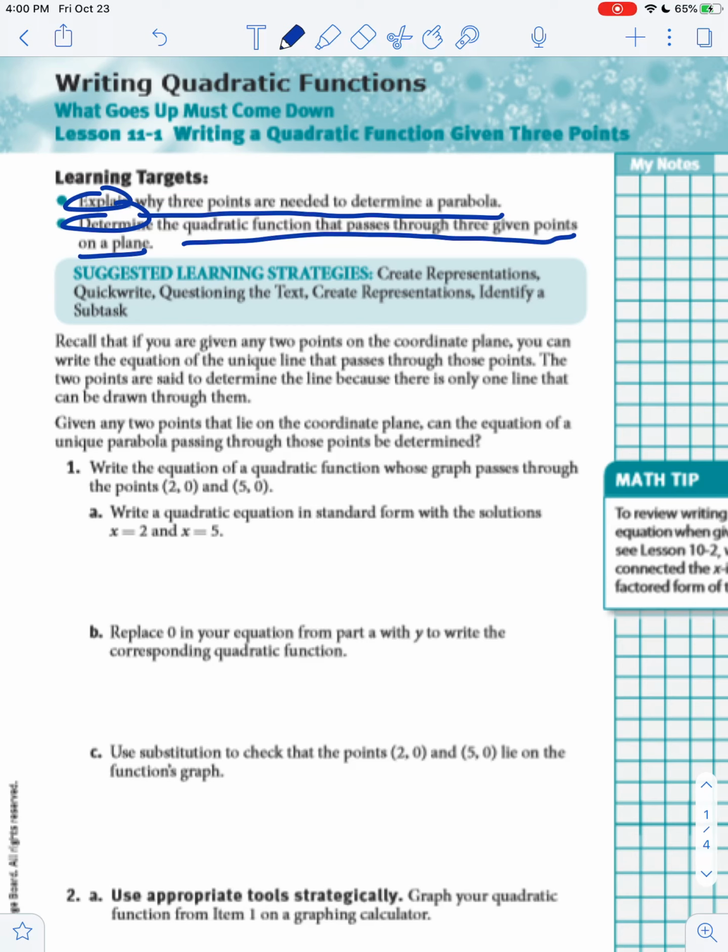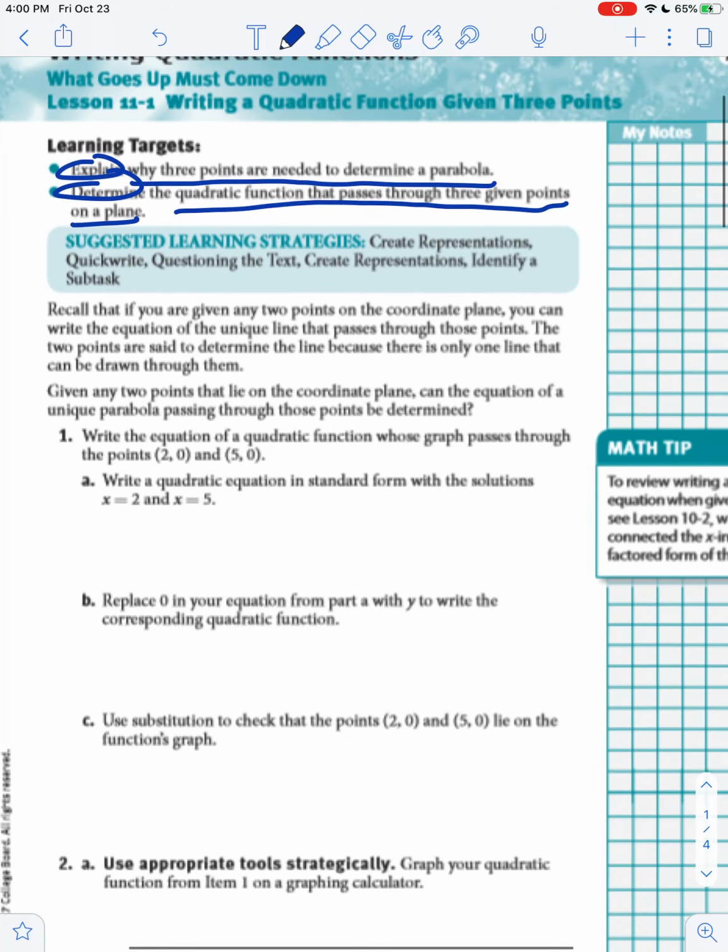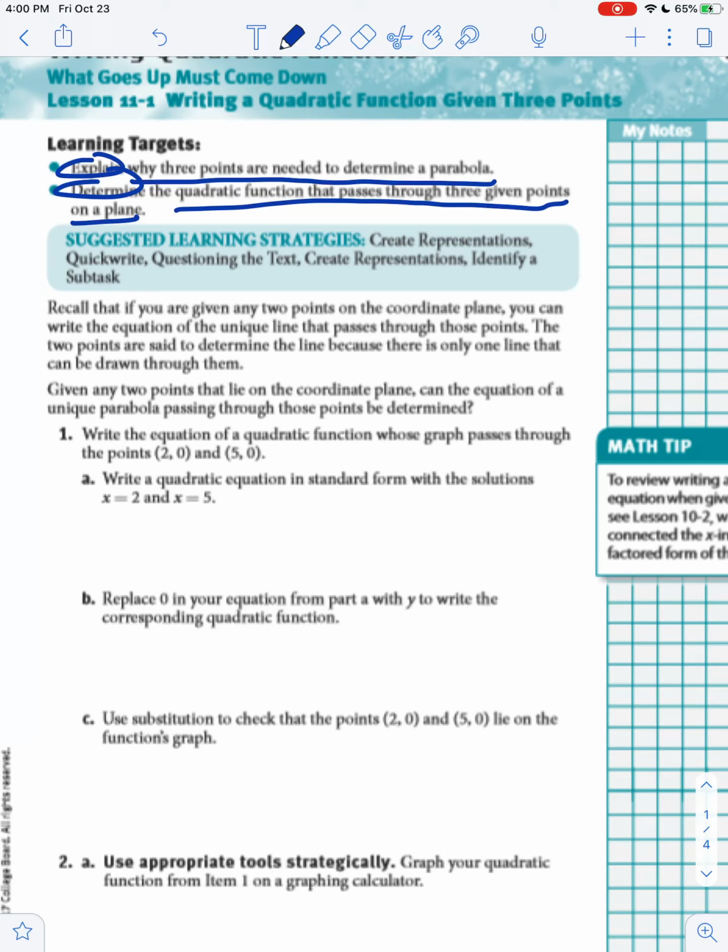So recall, if you're given any 2 points on a coordinate plane, you can write the equation of the unique line that passes through those points. Those 2 points are said to determine the line because there is only one line that can be drawn through them. Given any 2 points that lie on the coordinate plane, can an equation of a unique parabola passing through those points be determined? So let's practice what we learned in activity 10.